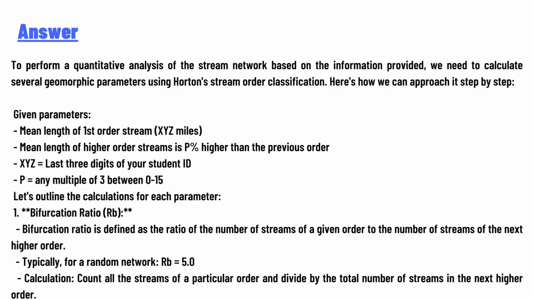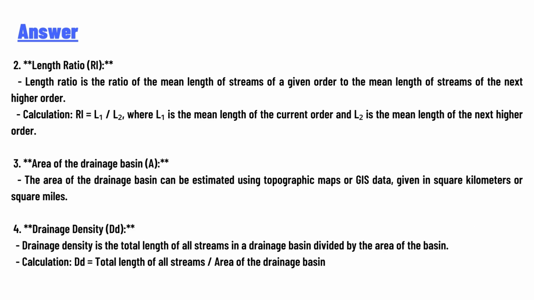Second, length ratio is the ratio of the mean length of streams of a given order to the mean length of streams of the next higher order. Calculation: RL equal to L1 over L2, where L1 is the mean length of the current order and L2 is the mean length of the next higher order. Third, area of the drainage basin.